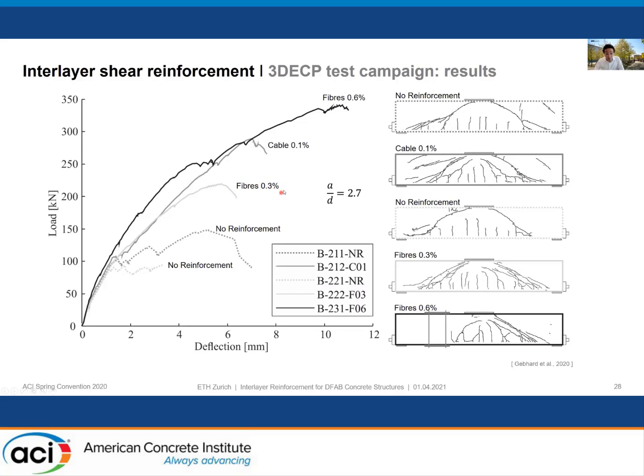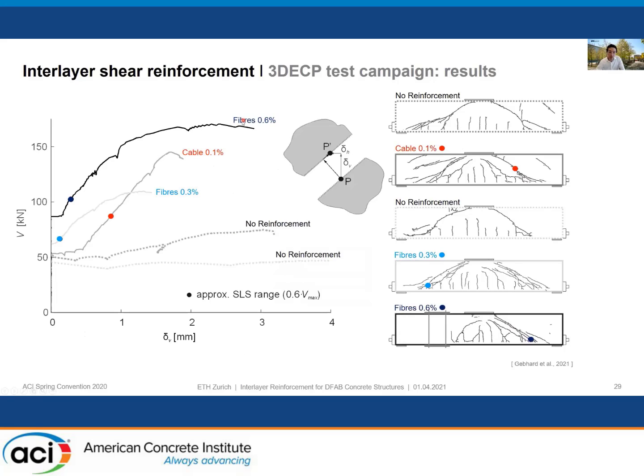Compared with the fibers, you see that the cable is much more efficient because, of course, we have 2000 megapascals and it's a continuous element. So we need around 4 times more fibers in order to reach the same capacity as the cable. Good. So the cable for ultimate limit state is quite convenient, but in this slide I'm showing the same beams with the load crack opening response.